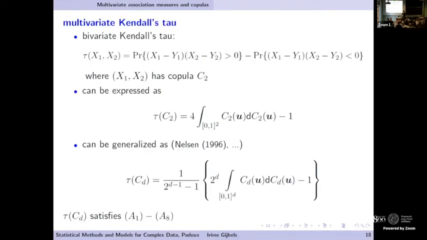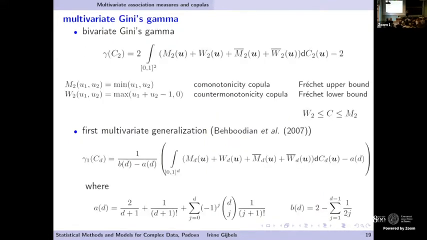Okay, multivariate Kendall's tau. There the story is easy. Why? Because there is only one multivariate version around in the literature, which is easily obtained from the expression in the bivariate case. Replace this by multivariate copulas and you get to this. And actually that one satisfies all the desirable properties that you might list. Maybe you want to add some more desirable properties, but that is what it is.